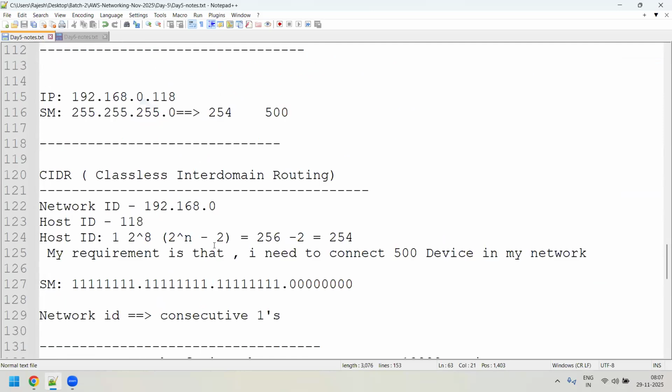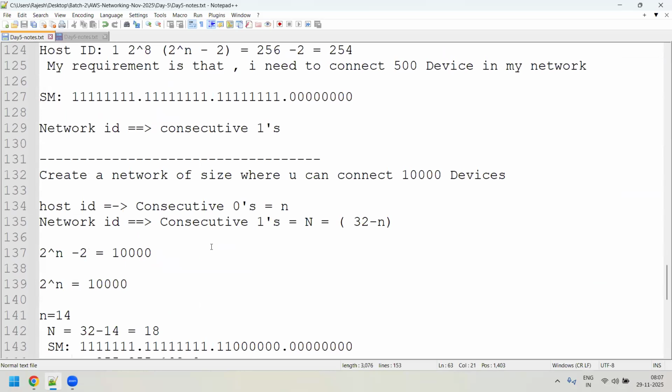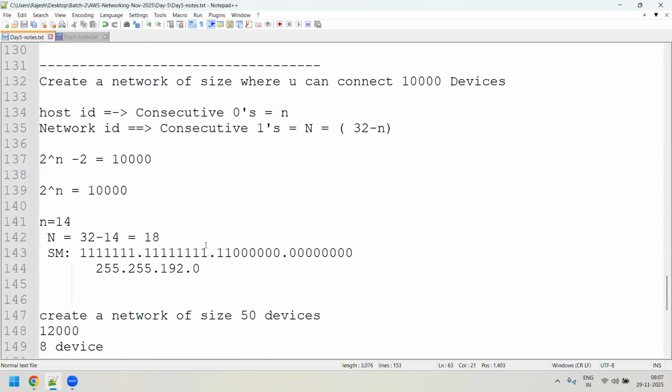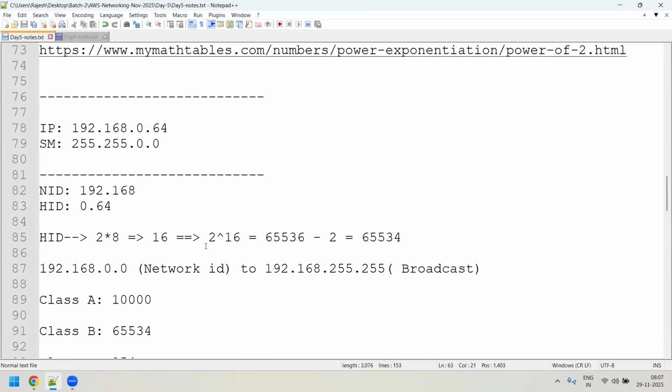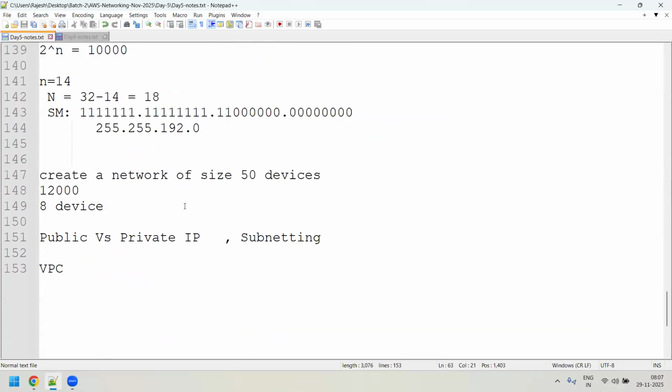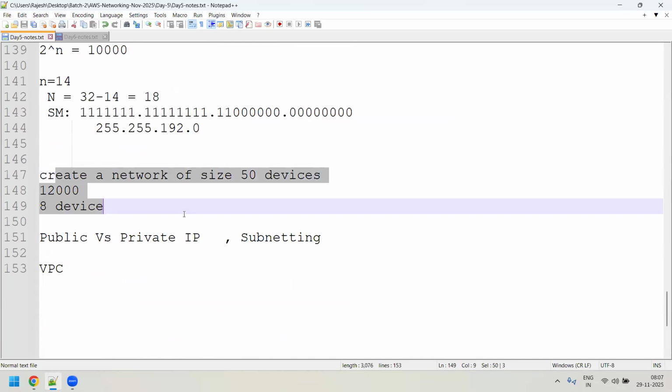If some of you have missed it, I would request you to go through the day 5 session one time, or else we can take one more example today so that we will be able to understand. In the last session I had told you to please create a network of size 50 devices or 12,000 devices. This is an assignment I had given to you all. We'll quickly recap how to do it.